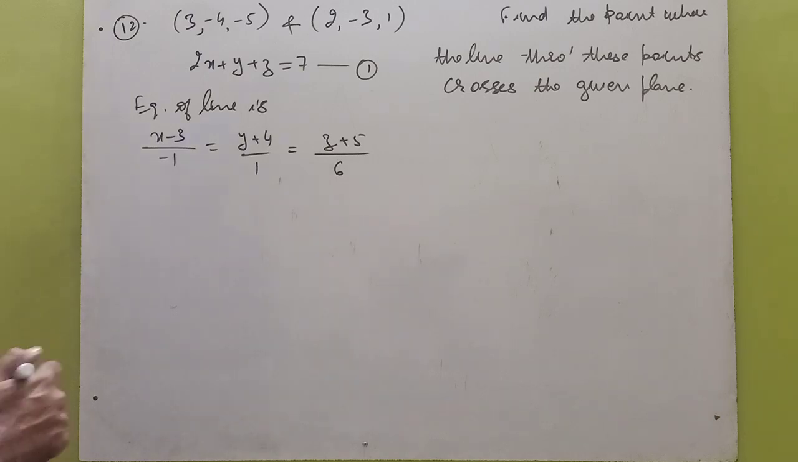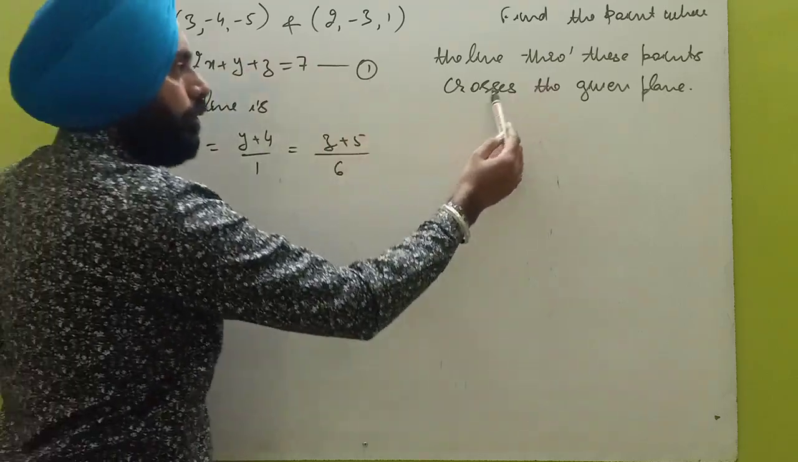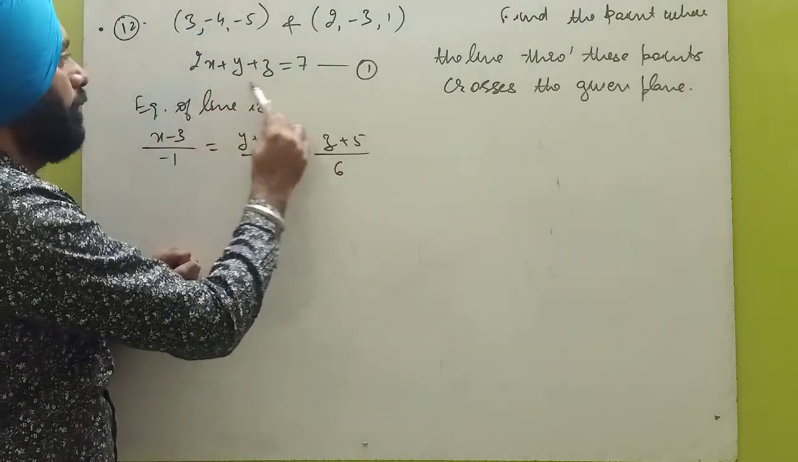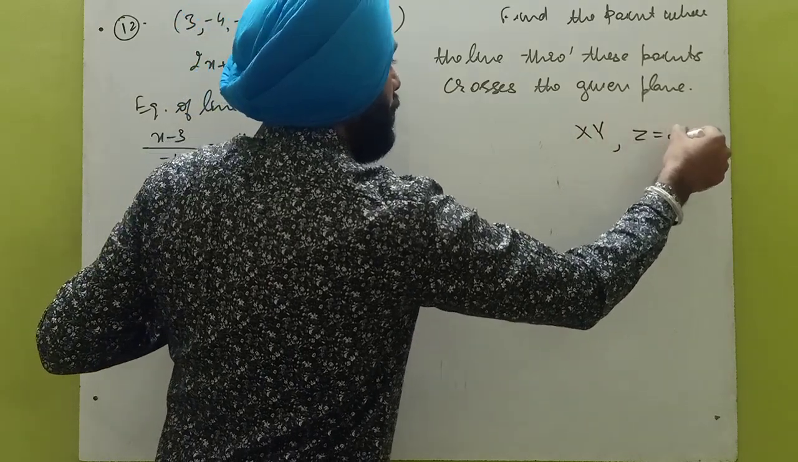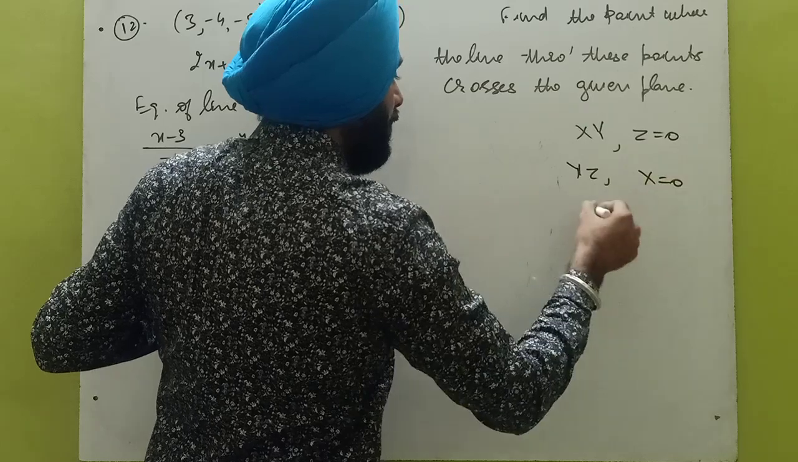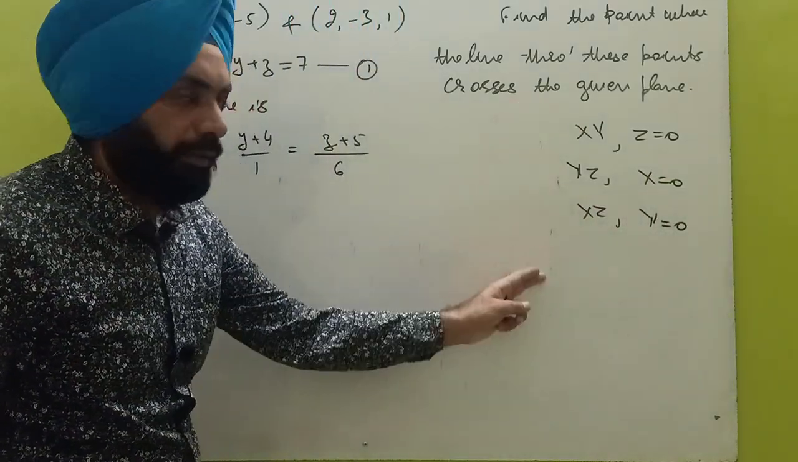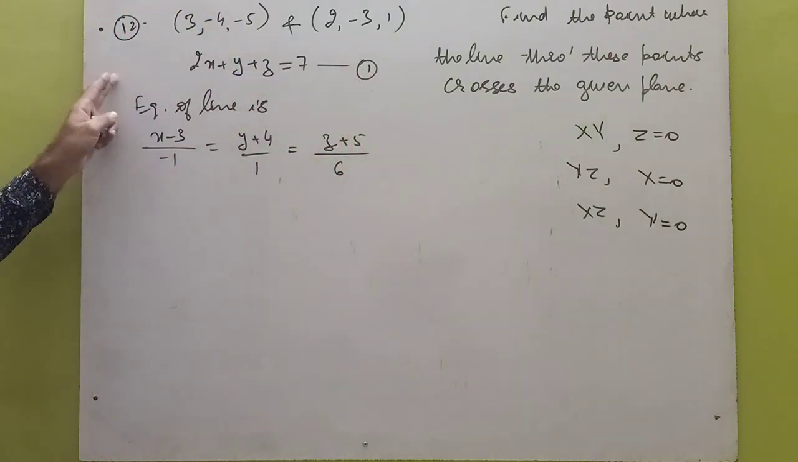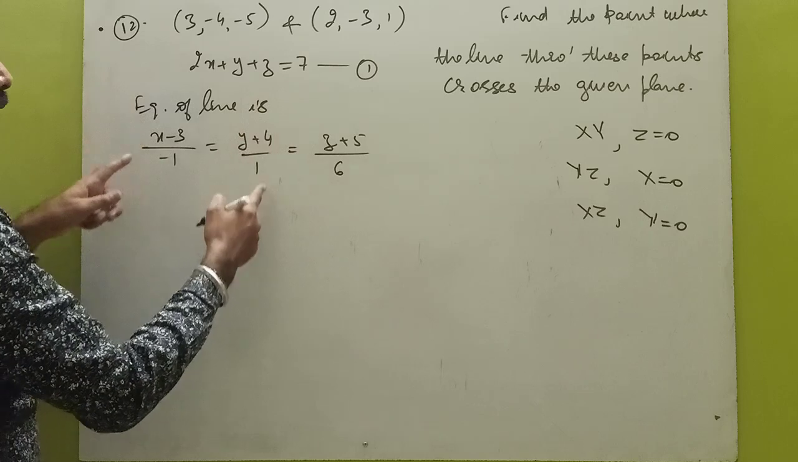Question number 12 from miscellaneous exercise. Find the point where the line through these 2 points crosses the given plane. This is the given plane. If there was XY plane, then put z equal to 0. If there is YZ plane, put x equal to 0. And if there is XZ plane, then put y equal to 0. But if the plane is other than these coordinate planes, something like this, then first of all find the equation of line, apply the two-point form.